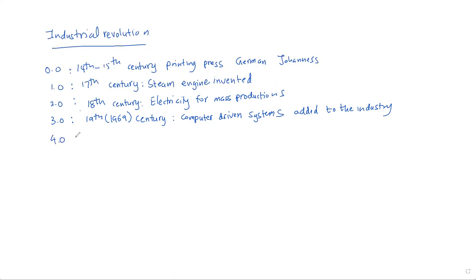Next, we come to Industry 4.0, which is what is currently available in the present moment. So this is available in this current moment. 19th century, maybe in the 20th century. So basically, connectivity of devices being added to the industry.